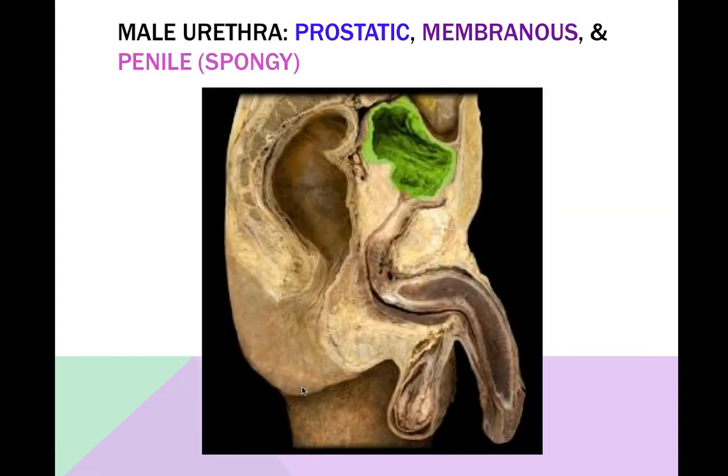So here is a cadaveric view of this urethra. You can see the bladder is highlighted in green, and so just below that area, we will see the prostatic urethra. The prostate is more of this white region in here. And so the urethra that lies within it is called the prostatic urethra. Beyond that, we have the membranous urethra, which is quite short. And once we start to see that corpus spongiosum tissue, we will know that that is our penile or spongy urethra.